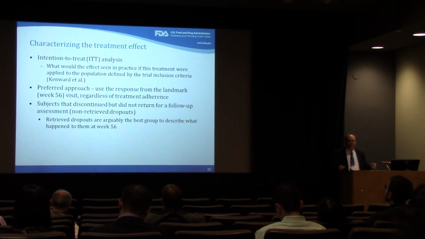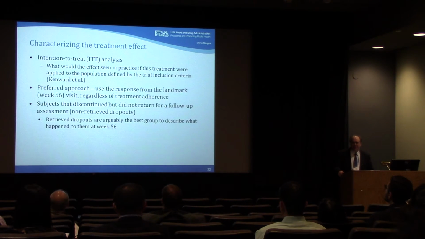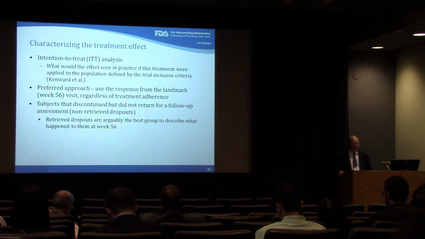Now we like to do what's called intent to treat analysis. And there's two nice things about intent to treat analysis, where you use all the randomized subjects and the actual measurements if you had them. One, you preserve the integrity of the randomization. And two, you have an analysis that's relevant to when an initial treatment decision has to be made.